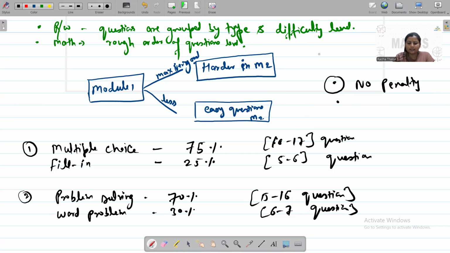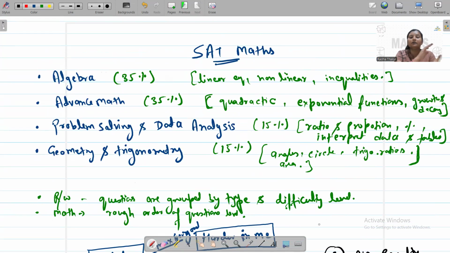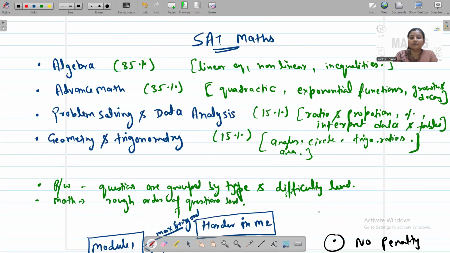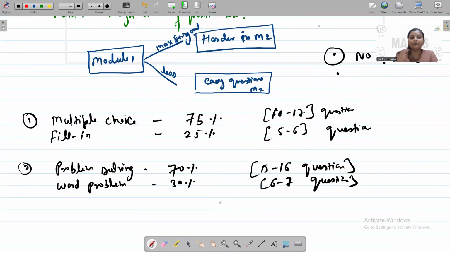So I explained each and everything about the maths examination: the different categories of topics like algebra and advanced maths, how many questions you may expect in your exam on the basis of these, and what type of questions, multiple choice and fill in the blanks, problem solving and word problems. Hope you understand the maths pattern.